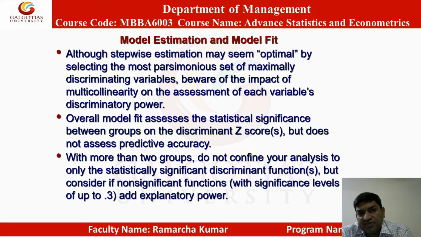Model estimation and model fit. Although stepwise estimation may seem optimal by selecting the most parsimonious set of maximally discriminating variables, beware of the impact of multicollinearity on the assessment of each variable's discriminatory power. Overall model fit assesses the statistical significance between groups on the discriminant z-scores but does not assess predictive accuracy. With more than two groups, do not confine your analysis to only the statistically significant discriminant function, but consider if non-significant functions with significance level of up to 0.3 add explanatory power.